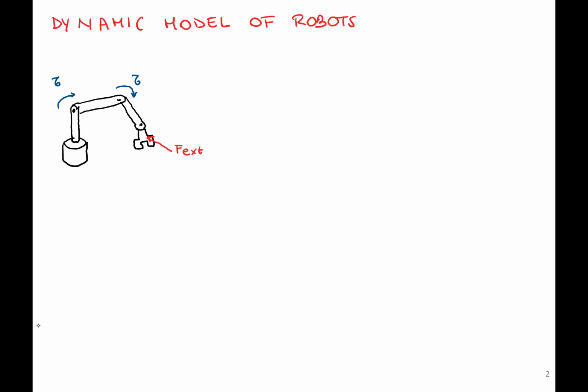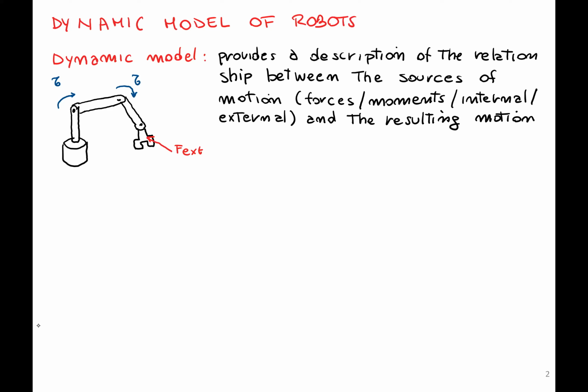We will see two approaches in this course. One is the Lagrangian approach, and the other one is the Newton-Euler approach. Both of them have the purpose to derive the dynamic model of the robot. The dynamic model of the robot provides a description of the relationship between the sources of motion, which are the forces and moments, either internal or external, and the resulting motion caused by these forces.